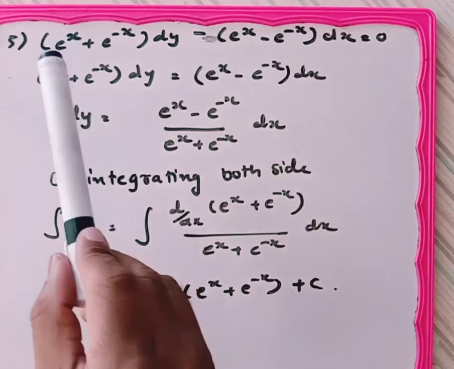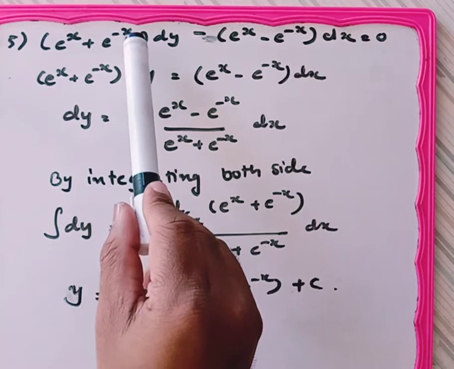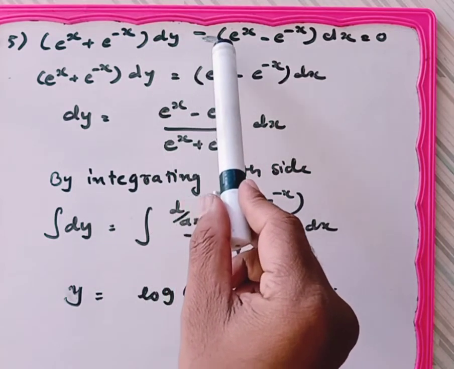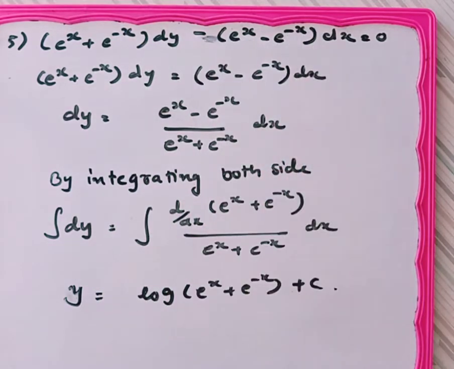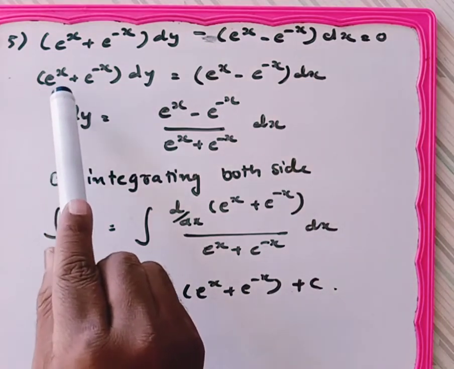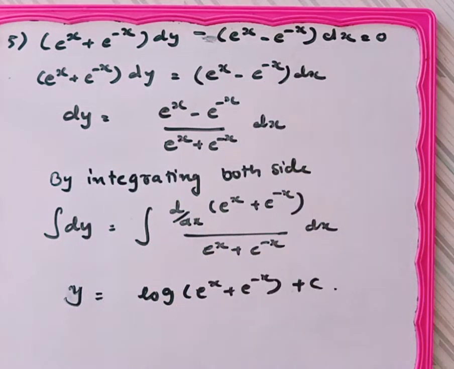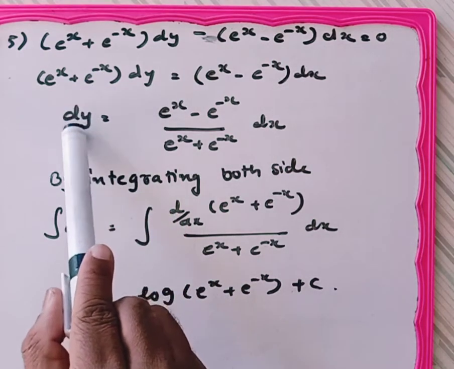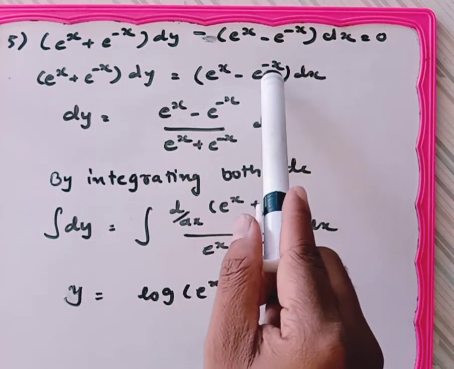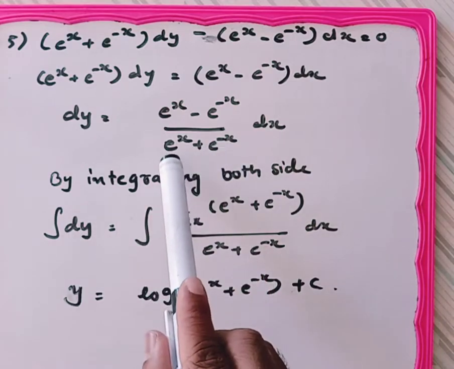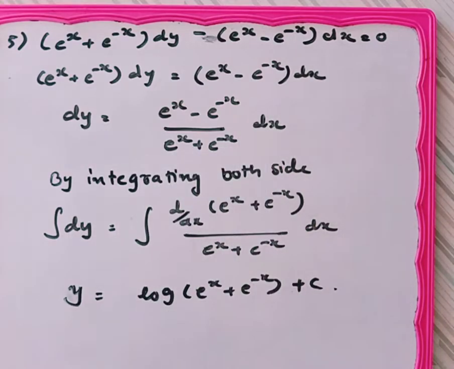The fifth question we have is (e raised to x plus e raised to minus x) dy minus (e raised to x minus e raised to minus x) dx equals 0. So we can write (e raised to x plus e raised to minus x) dy equals (e raised to x minus e raised to minus x) dx, and so we separate the variables, then dy equals (e raised to x minus e raised to minus x) upon (e raised to x plus e raised to minus x) dx. So we take the integration on both sides.